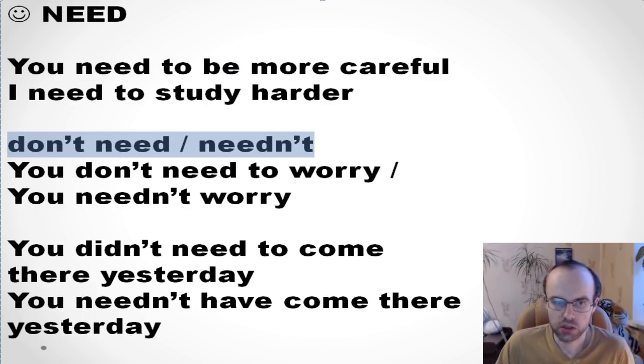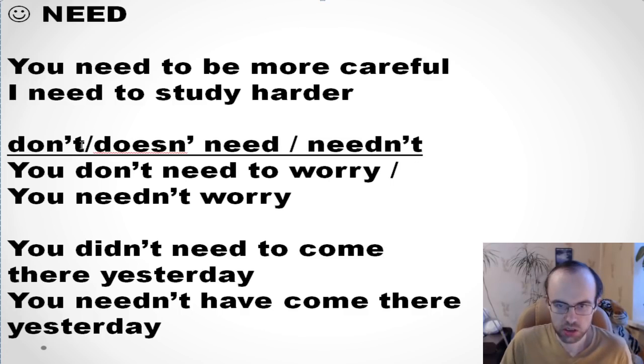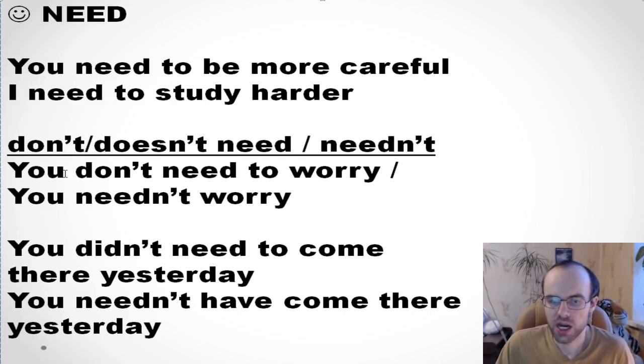Okay, we use don't need or needn't, or doesn't need for he, she, it. I can say you don't need to worry, it's okay. So don't or doesn't plus need, or you needn't worry. It's also okay. You don't need to worry or you needn't worry.